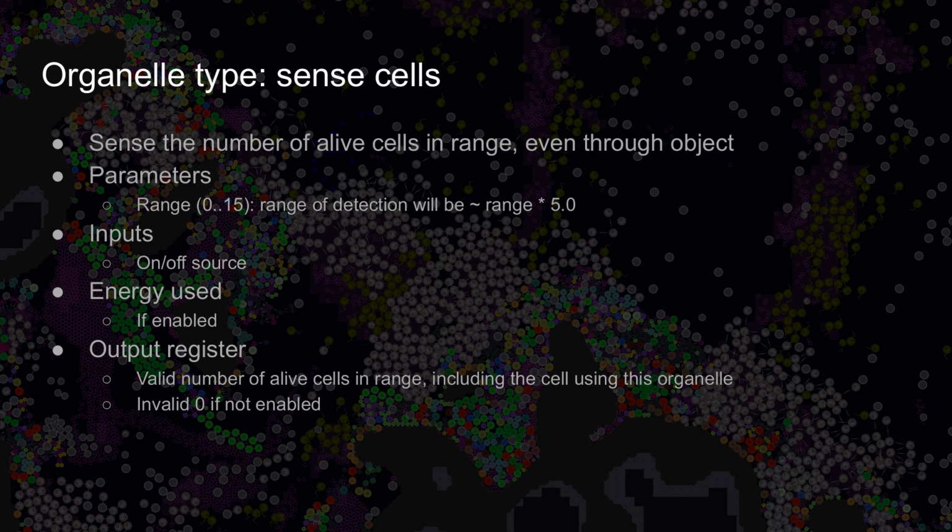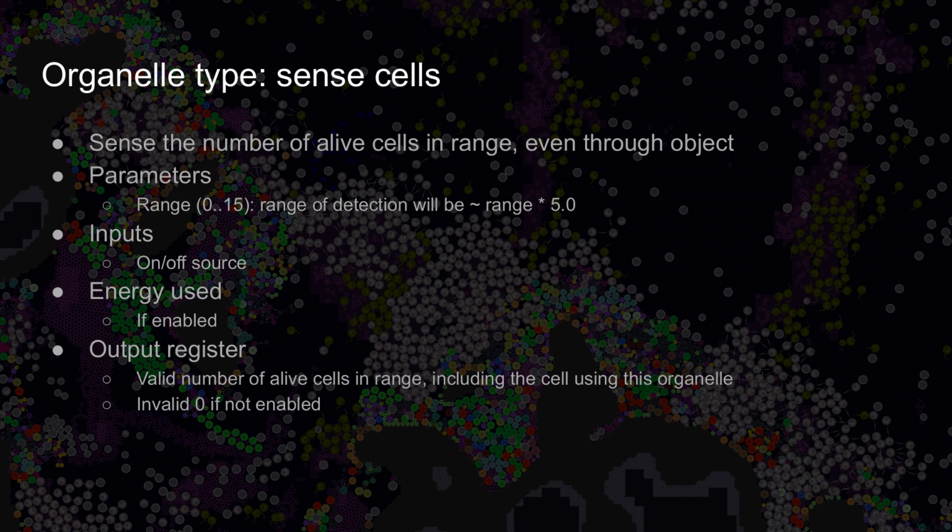This organelle senses the number of living cells in a radius of the cell. It takes one parameter, the range of the sensing. The detection range will be around 5 times the range provided here. It takes an input which enables the organelle. It costs energy when enabled.